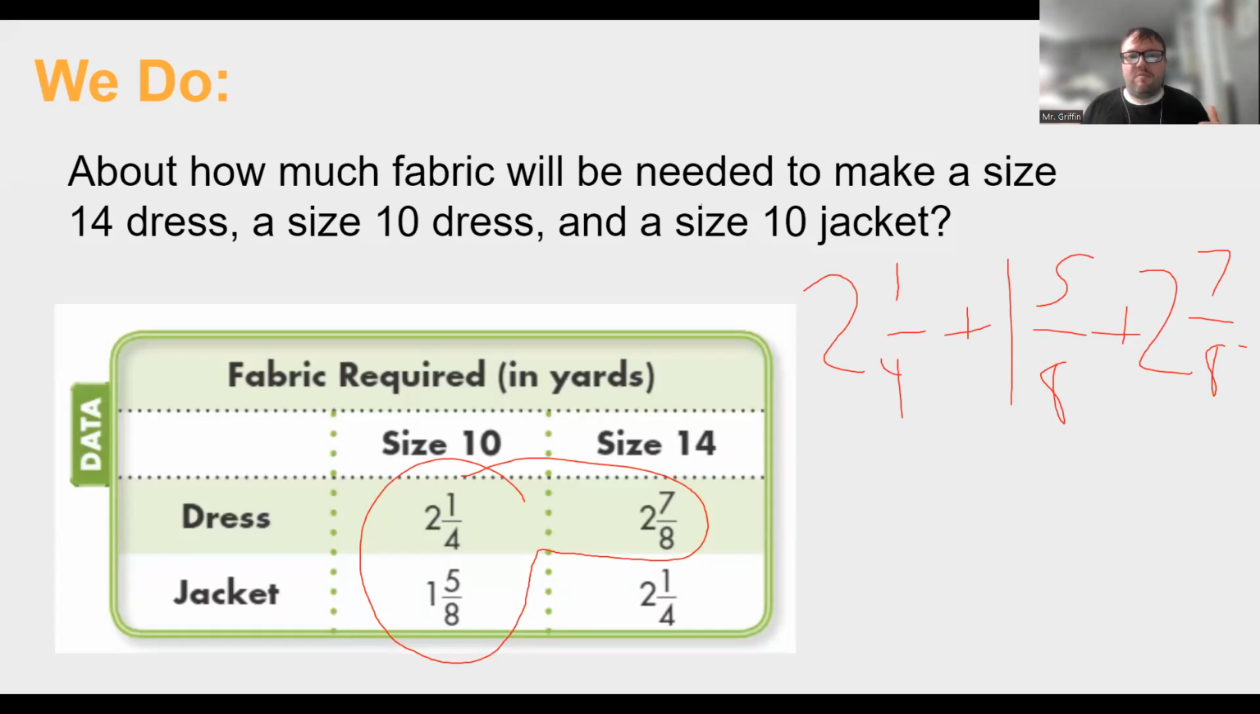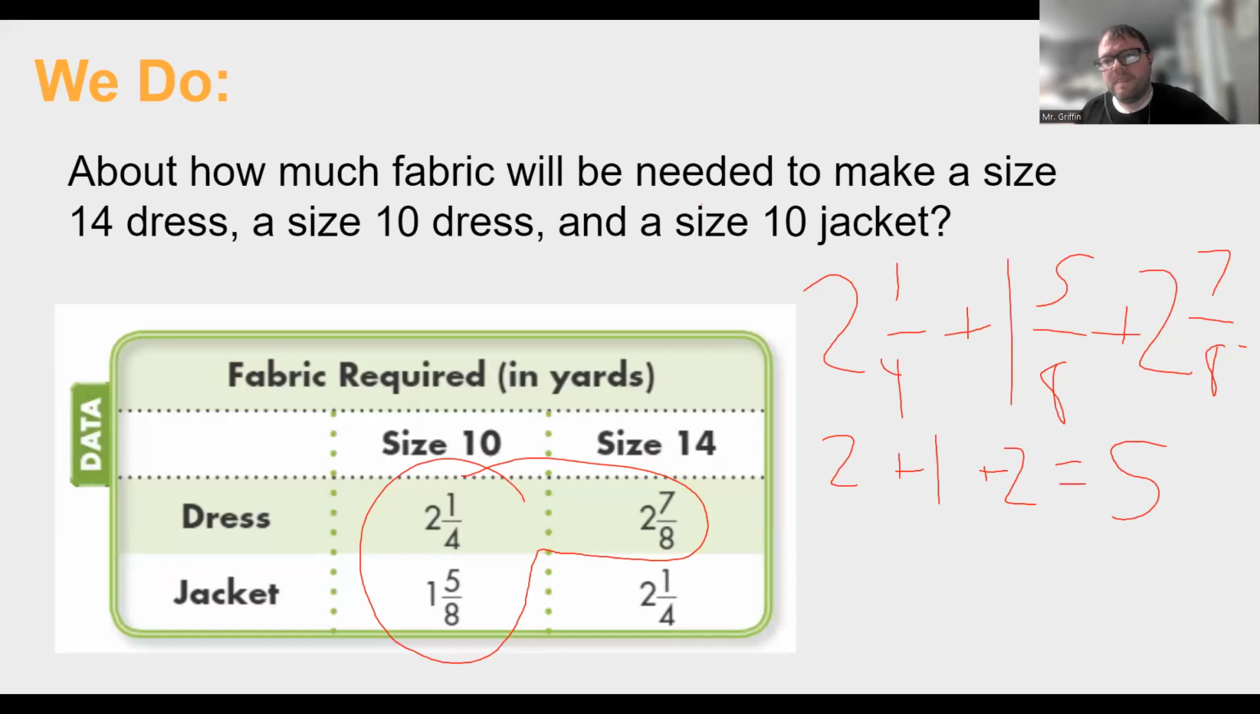All right. So, like I said before, the first thing we want to do is add up our whole numbers. We have one, we have two, one, and two. So, think 2 plus 1 plus 2. What's that equal? Write it down real quick. It equals 5. Okay. So, you have that equaling 5.